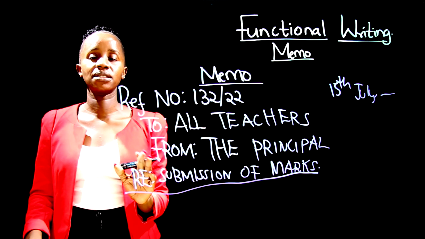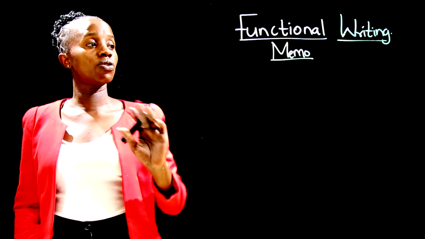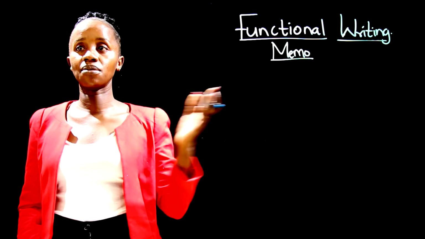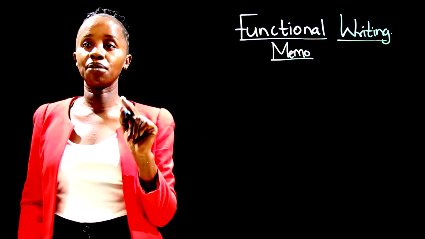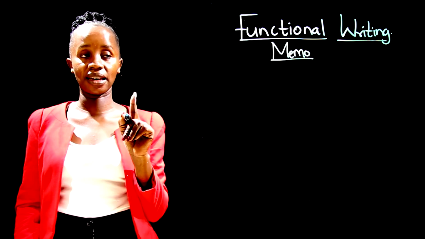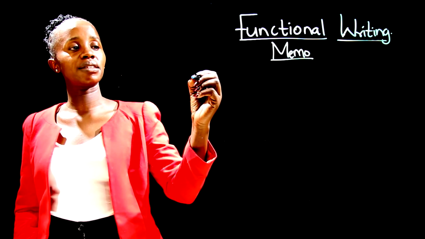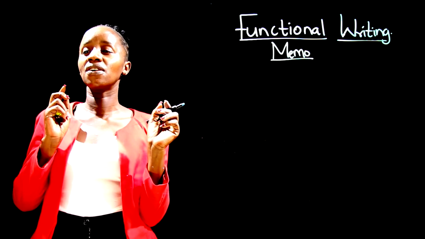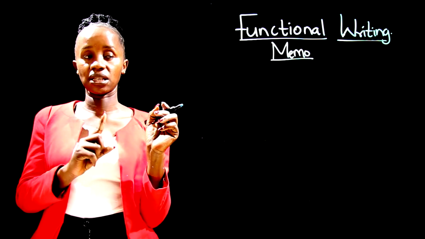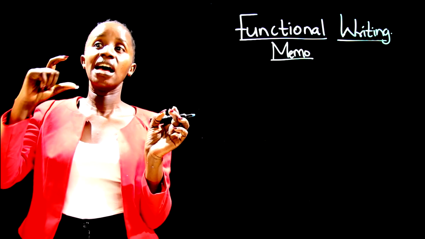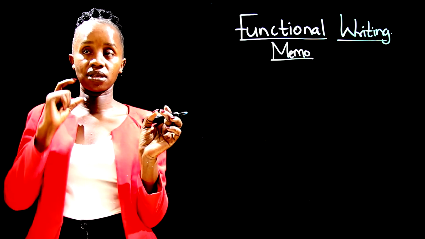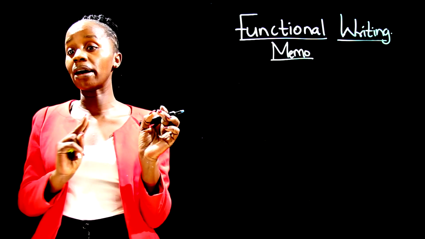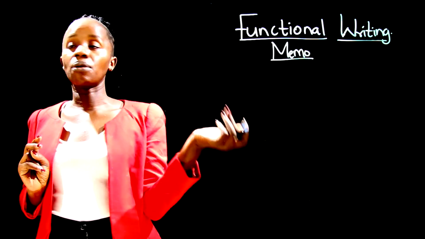So let's pause a little bit just to internalize this. You've already written the subject and the title of the subject, and made sure to underline. Then the next thing you're going to write is the paragraph. A memo should have between 1 to 2 paragraphs, because it should be very short and precise. A maximum of 2 paragraphs. Even 1 paragraph is enough.